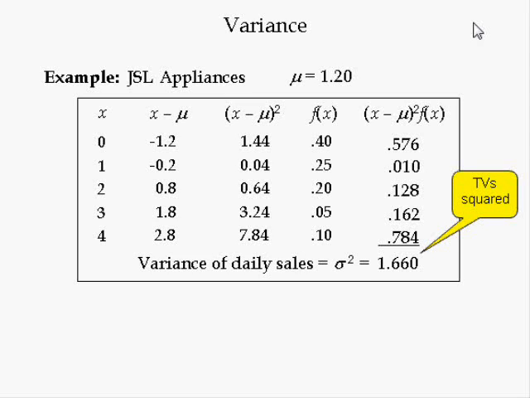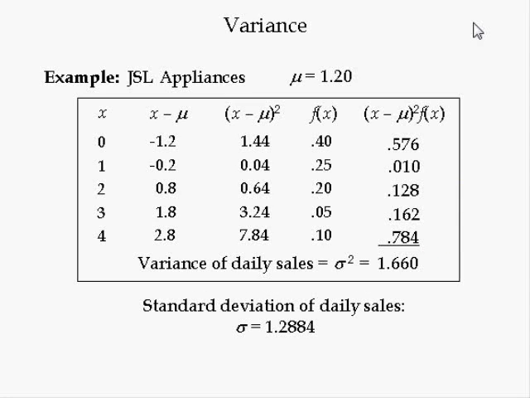This is the variance of daily TV sales, which is in units of TVs squared. Taking the square root of 1.660 TVs squared is the standard deviation of daily TV sales, which equals 1.2884 TVs.